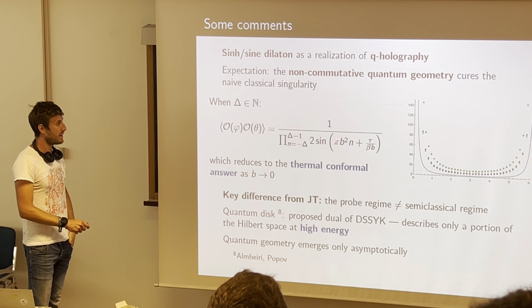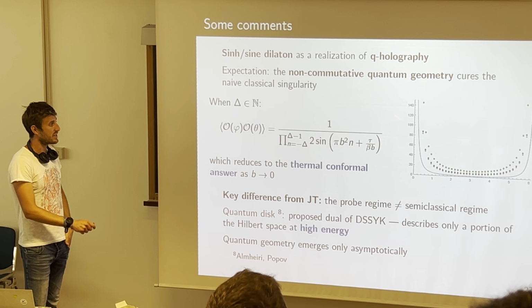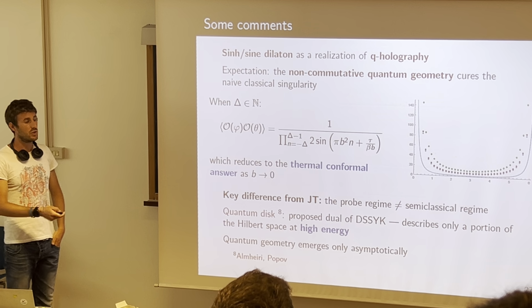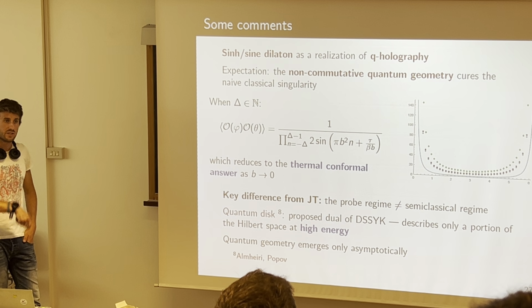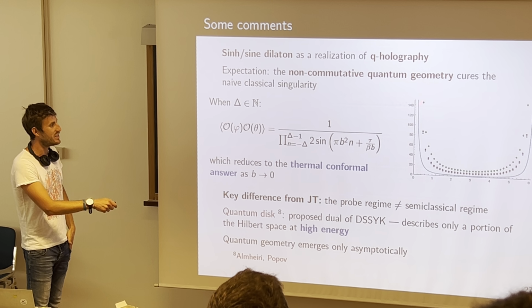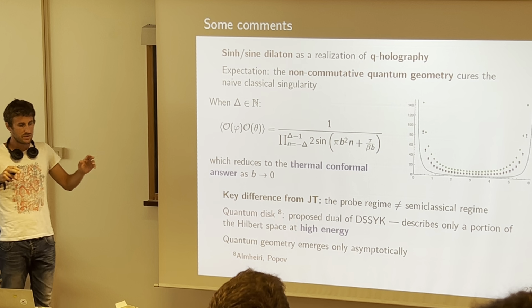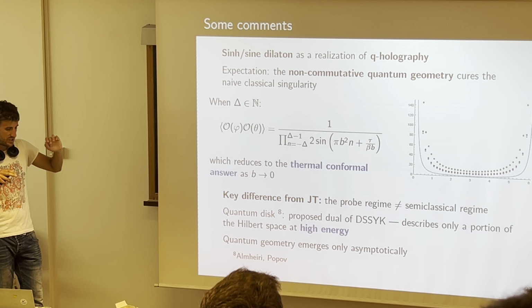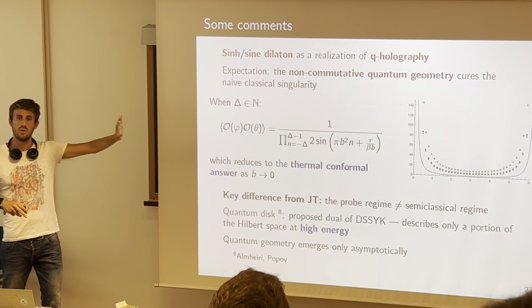In this case, the semi-classical regime, sending b to 0, would make us land again on the conformal answer. So this probe regime in sine dilaton gravity is not a semi-classical regime. It's a highly quantum regime. That's why we don't see this pole appearing. So we can, in some sense, think of this result as some kind of extrapolation of the 2-point function as we go close to the boundary.